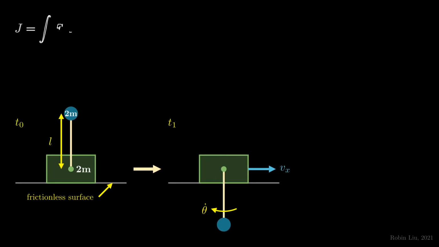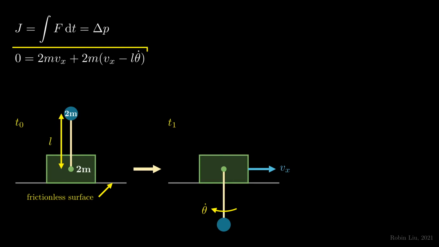The first will be conservation of momentum in the x direction. There are no external forces acting in the x direction, so the impulse is 0. The final momentum is 2m v sub x for the cart, and 2m times v sub x minus L theta dot for the pendulum bob. If you're confused about the velocity of the pendulum bob, it's the combination of the motion of the bob relative to the pivot point and the motion of the pivot point itself. The initial momentum is 0, since the system is released from rest. That gives us our first equation.